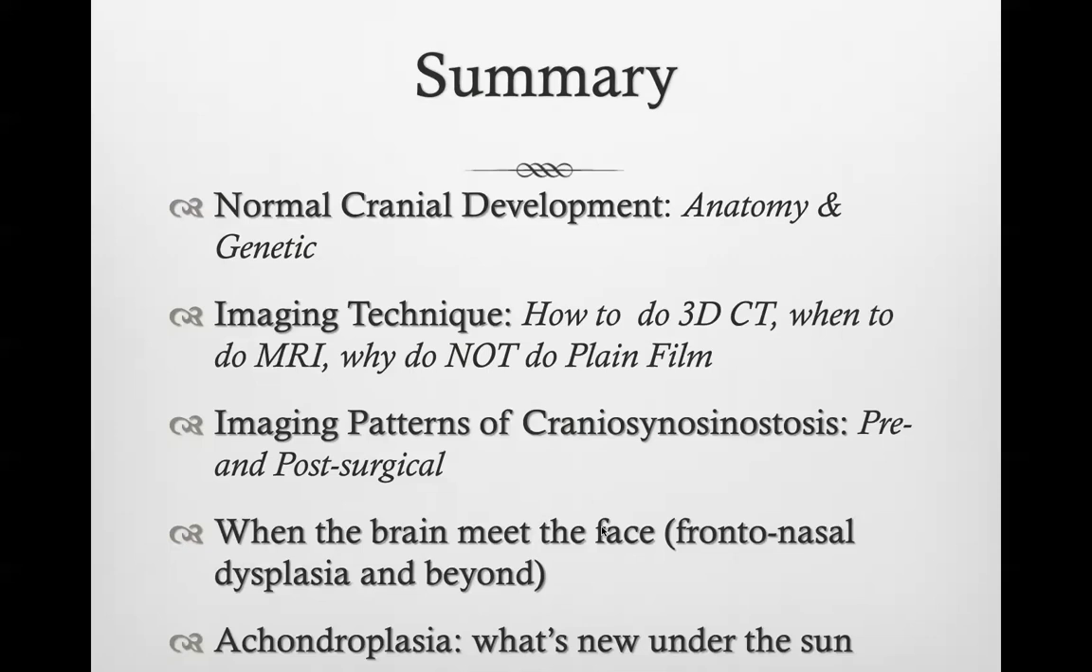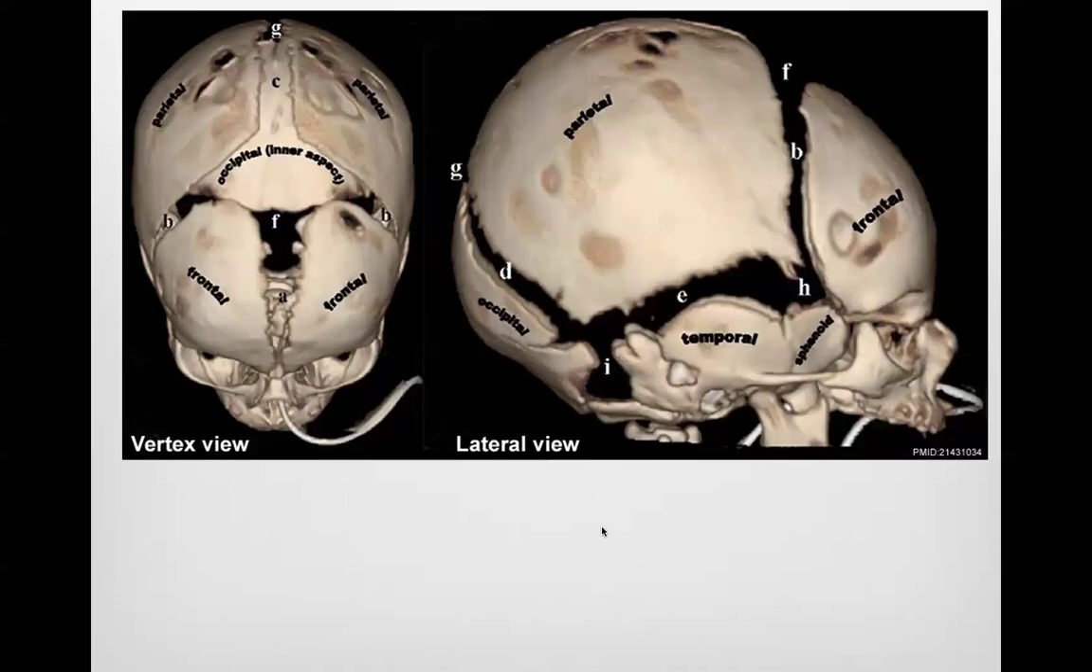I will discuss mainly patterns of craniosynostosis, but also some association between fronto-nasal dysplasia and brain abnormalities. We'll speak about Goldenhar and finally about achondroplasia, in particular what's new in achondroplasia. Now, let's start with normal cranial development.